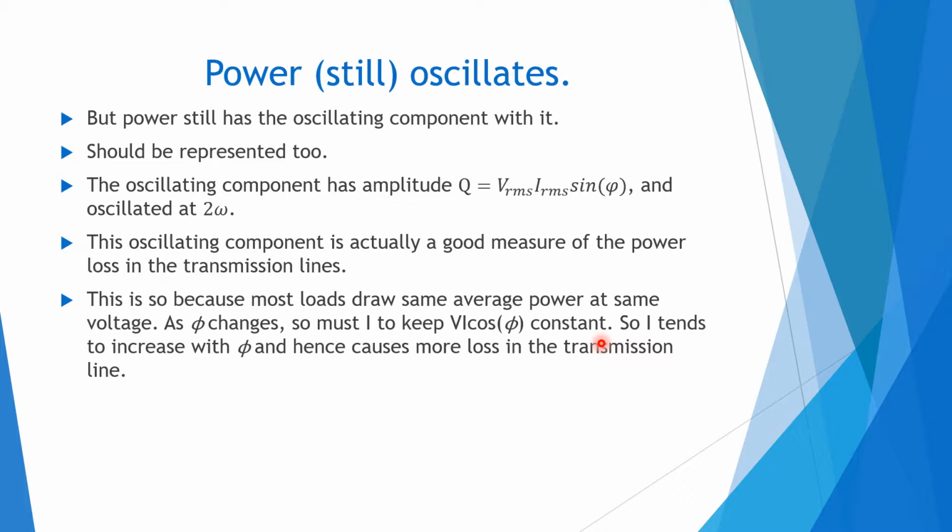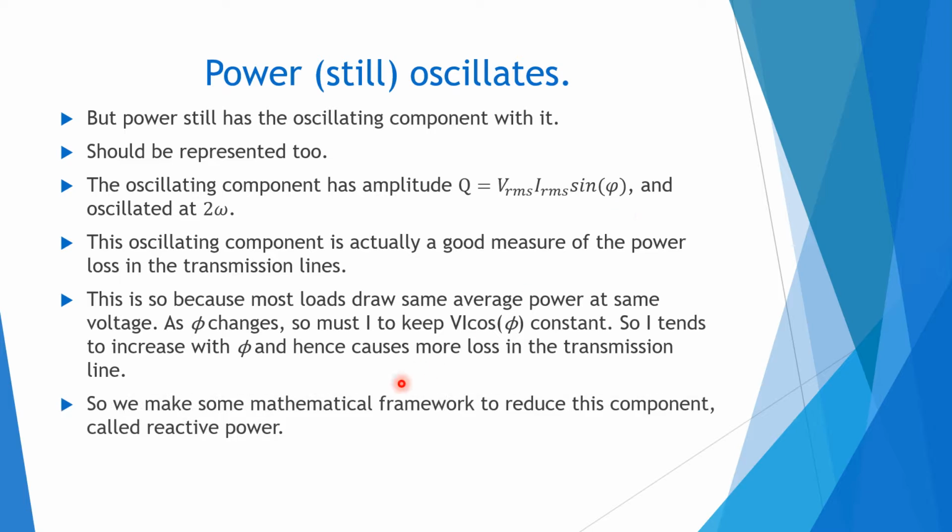So basically we have to minimize phi, and instead of phi we start talking about minimizing sine phi. If we minimize sine phi, that is the same as saying we are minimizing Q. So what we are doing is making a mathematical framework to reduce this Q component, which will be called the reactive power. Once again, why do we need to do this? Because we need to minimize the power loss in the transmission line, which is proportional to I square, and the I square loss increases with phi. So we need to reduce phi, which is the same as saying we need to reduce Q.